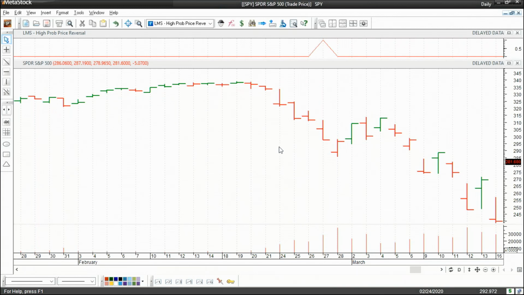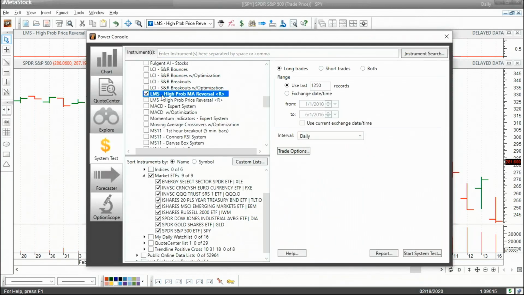All right. So then to test this strategy, let's go back into our system tester here. And I'm going to choose the second one this time. This is our Learn MetaStock High Probability Price Reversal. And I'll open it up.